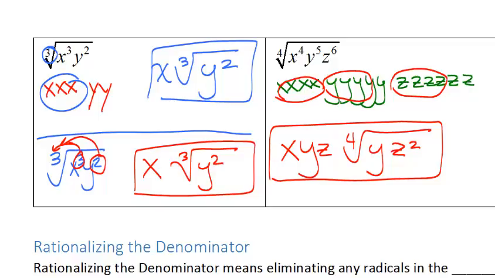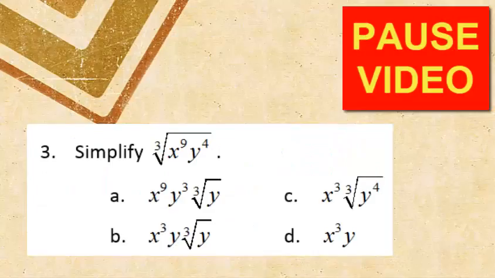Going through the shortcut one more time. 4 divided by 4 is 1. 5 divided by 4 is 1 left over 1. 6 divided by 4 is 1 left over the 2 right there. Okay? So that might help you, especially on this next problem, when you have a very large radicand.